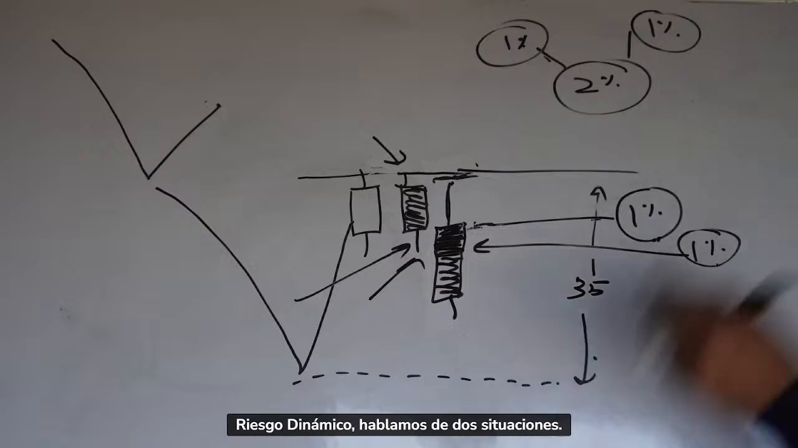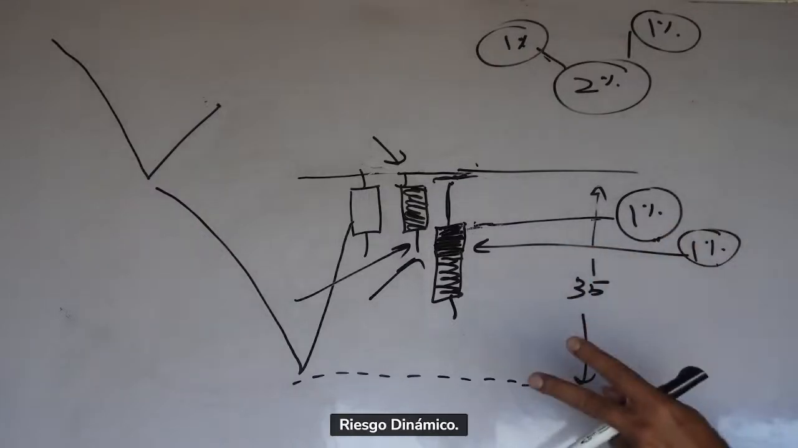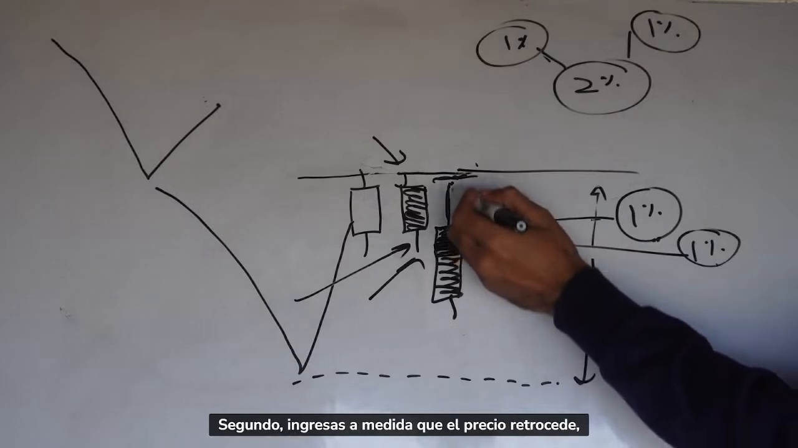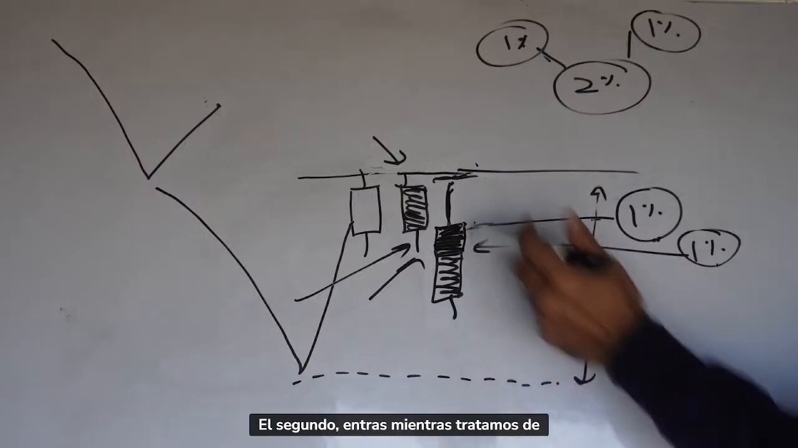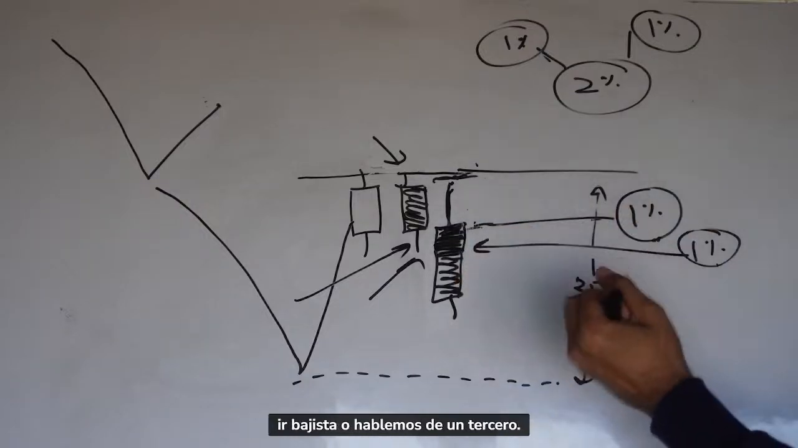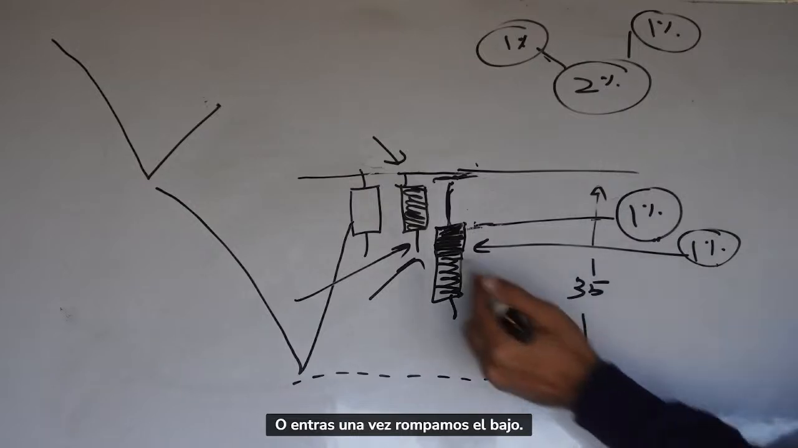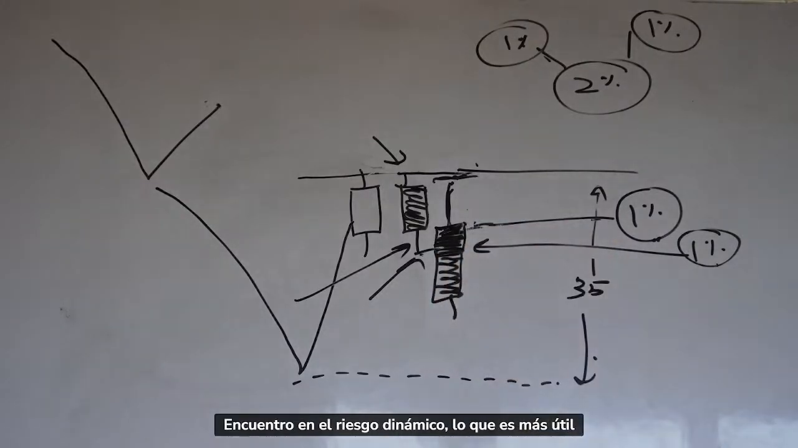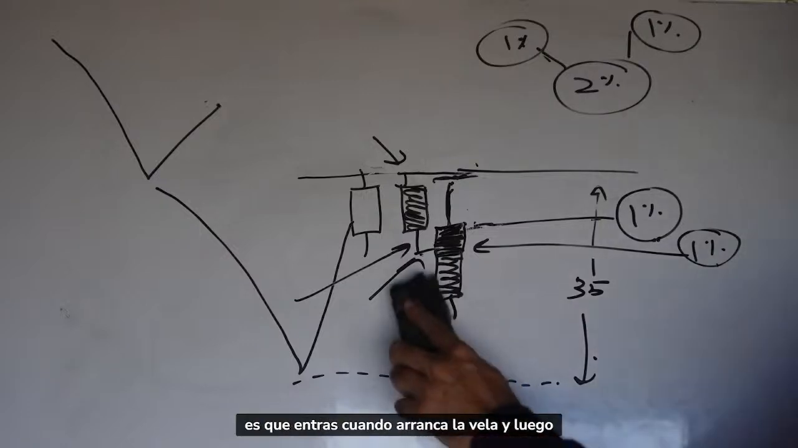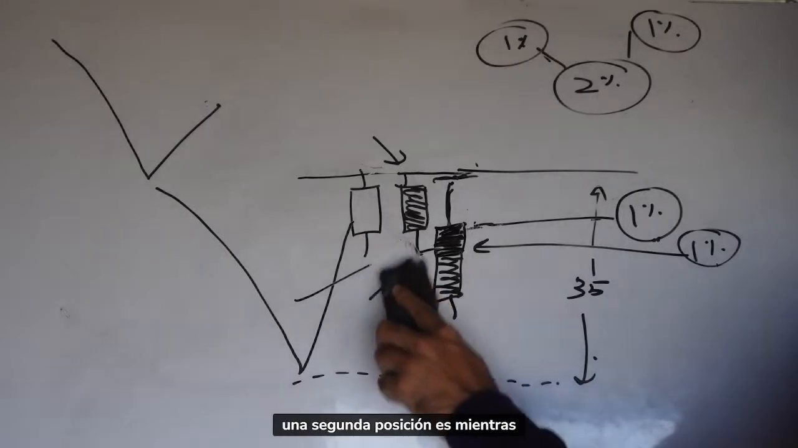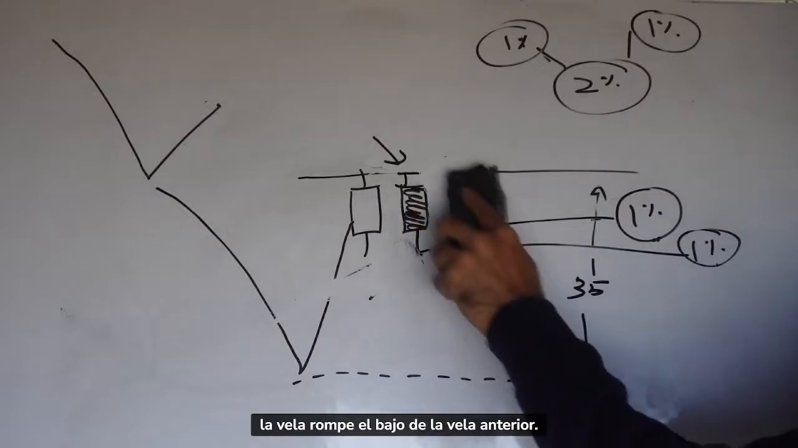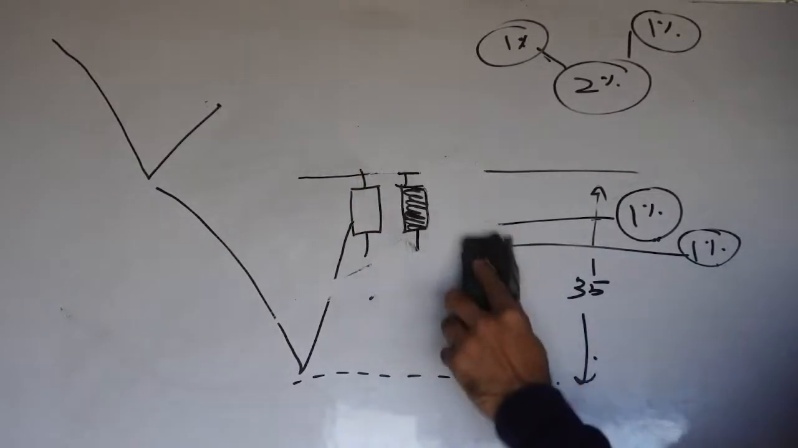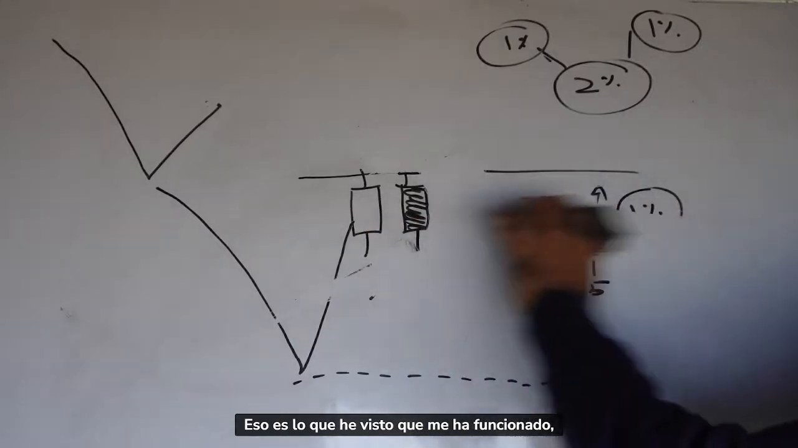Dynamic risk. We talked about two situations, dynamic risk. First, you enter at this point. Second, you enter as price retraces, but that depends on confidence. The second one, you enter as we try to go bearish, or, sorry, we talked about 3-1, or you enter once we break the low. I find in dynamic risk, what's more useful is that you enter when the candle starts, and then the second position, if you really want to take a second position, you take that position as the candle breaks the low of the previous candle. That's what I've seen that has worked for me as well.